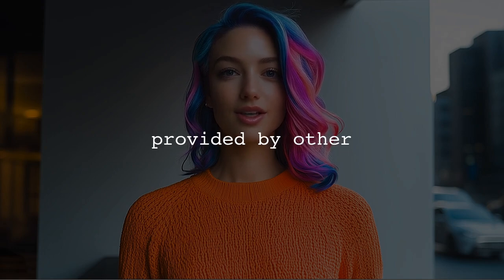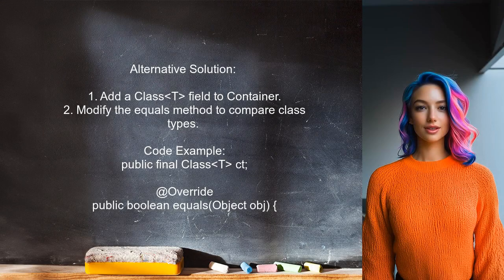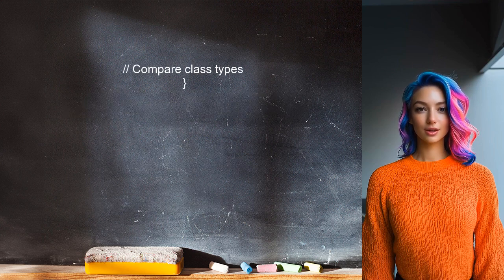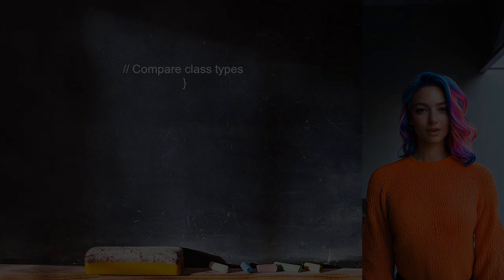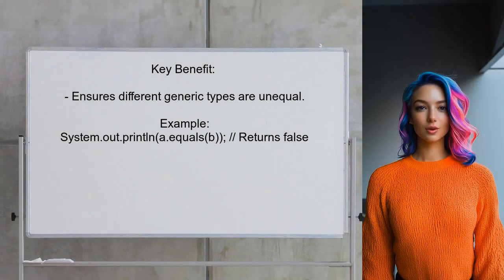Now, let's look at the answers provided by other users. An alternative approach to implementing equals for generic types involves modifying the container class. You can add a field to store the class type of the generic parameter. This allows the equals method to compare the class types of the two container instances. With this modification, when you call equals on two container instances, it will return false if their class types differ, ensuring that different generic types are treated as unequal.